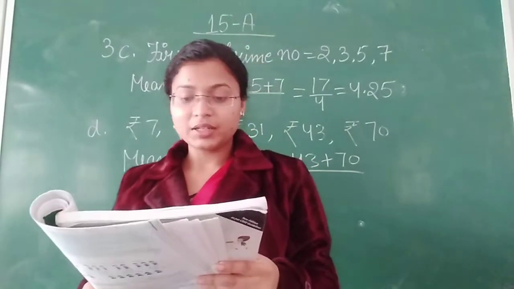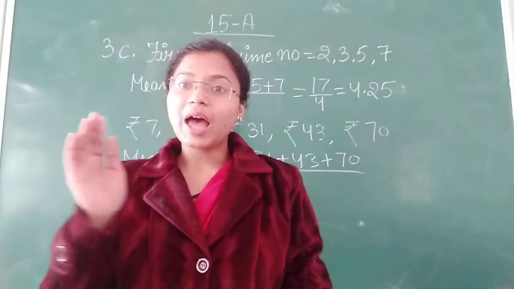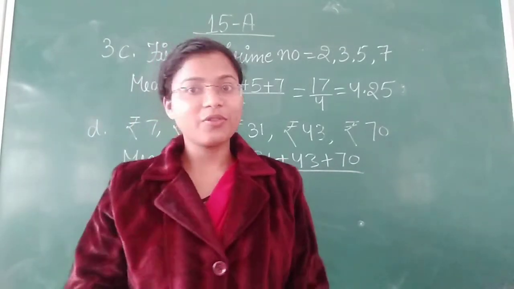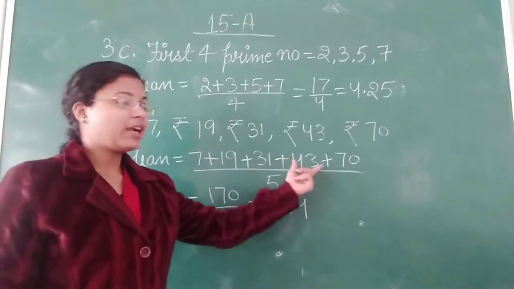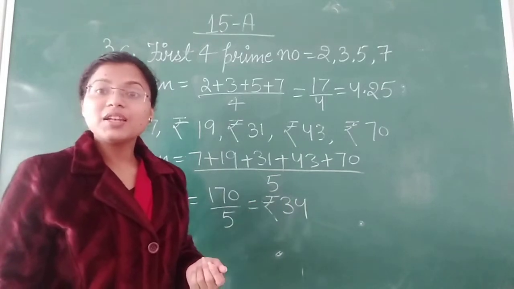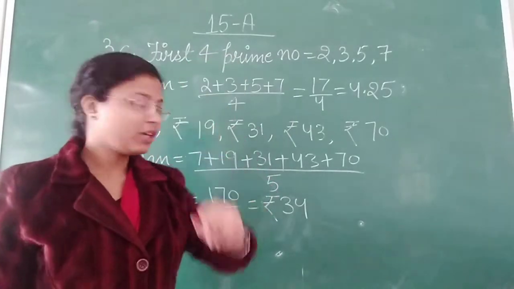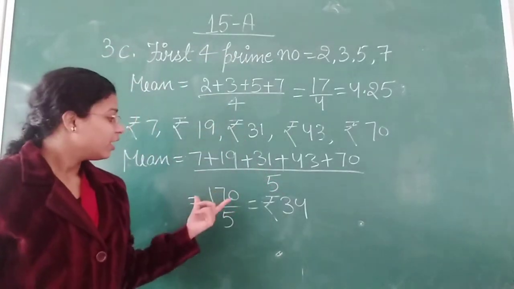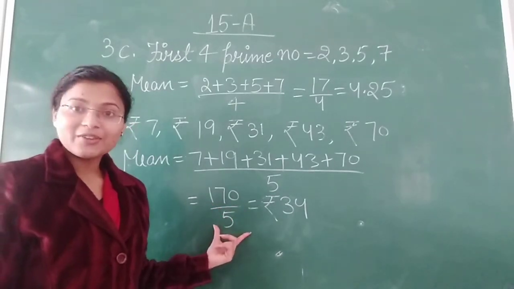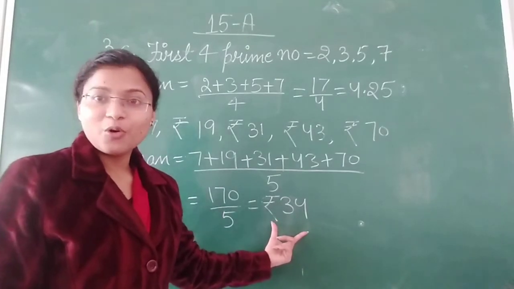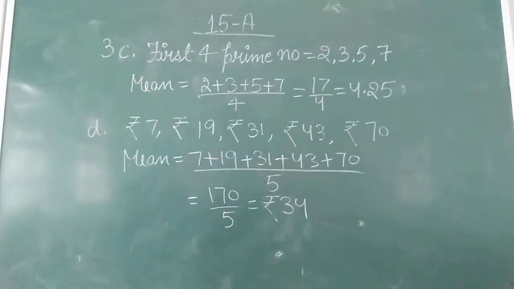Now the very last question. Some rupees are given: rupees 7, rupees 19, 31, 43 and 70. So you just have to add them and divide by the total number of observations. So to find out its mean, first you have to add them and upon the total number you are having. So here 1, 2, 3, 4, 5 numbers you are having. So upon 5. In the numerator when you add you will get 170, upon 5 which will give you rupees 34. Means rupees 34 is your mean value. So this is your solution.